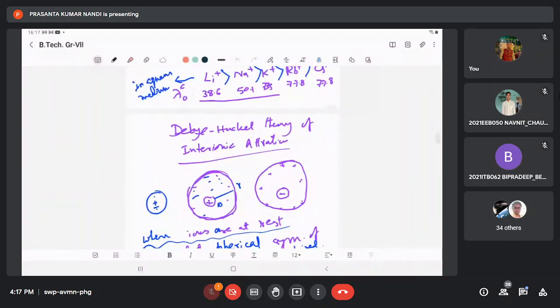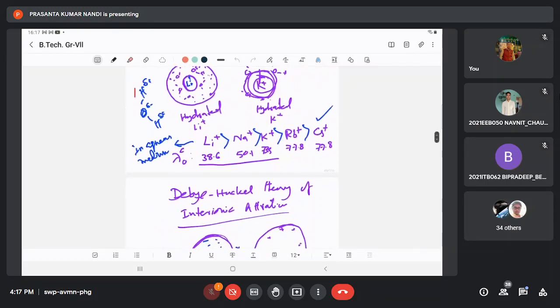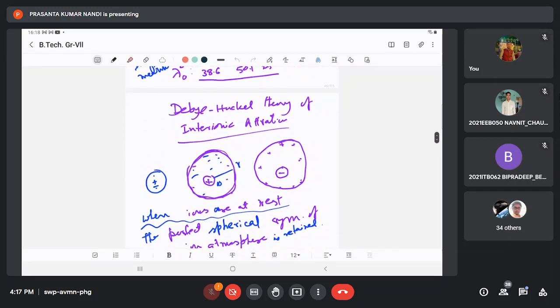In the Debye-Hückel theory of inter-ionic attraction, what is the basic assumption or the theoretical model that we can apply? Suppose a cation is in an aqueous medium. What happens? The negatively charged ions will surround this positive ion, and vice versa. That means ions will be surrounded in a spherically symmetric form by oppositely charged ions.